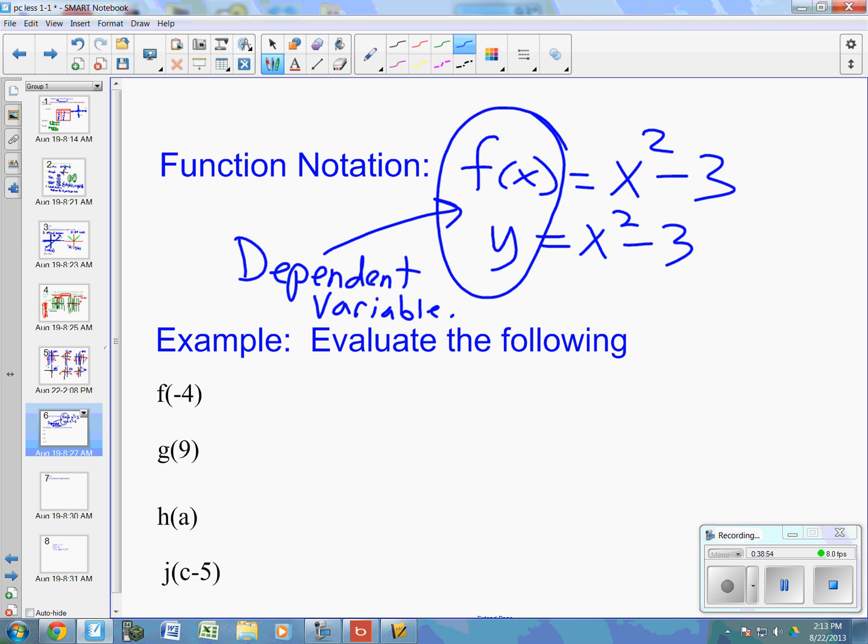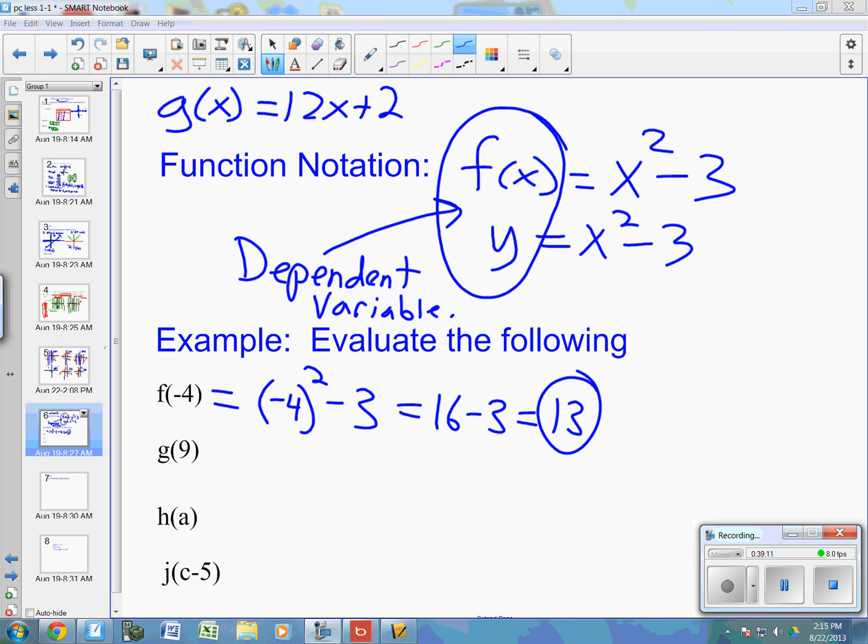This is how we use it. We use it so that we can plug numbers in. Let's do this. Everybody, with your partner, I want you to find f of negative 4 for the function f right up here. Check to see if you got it right. F of negative 4, go. Okay, we found f of negative 4 is 13 by plugging negative 4 into the function f.